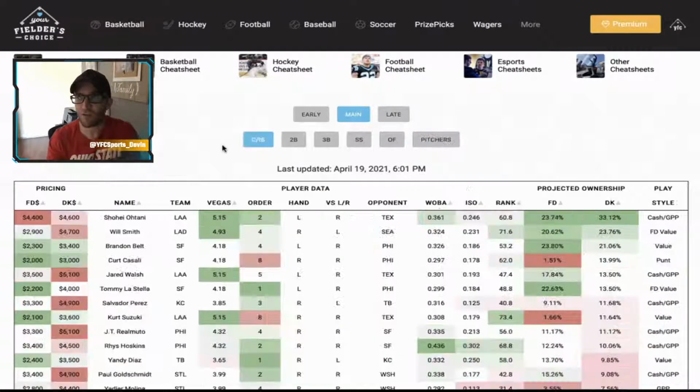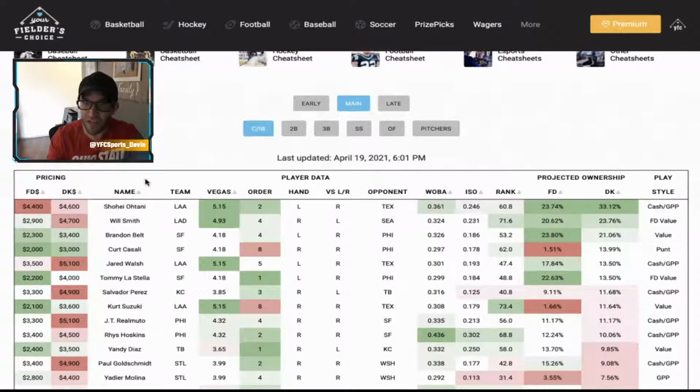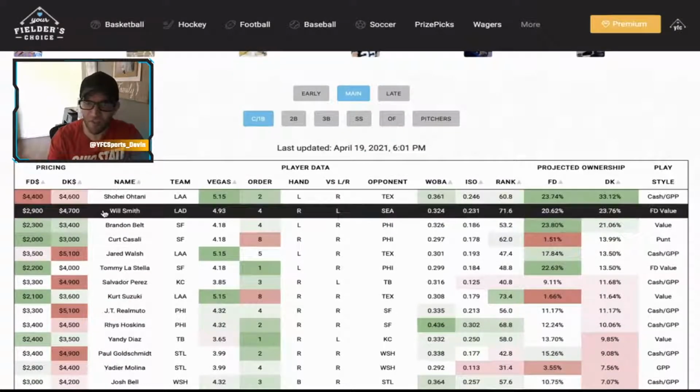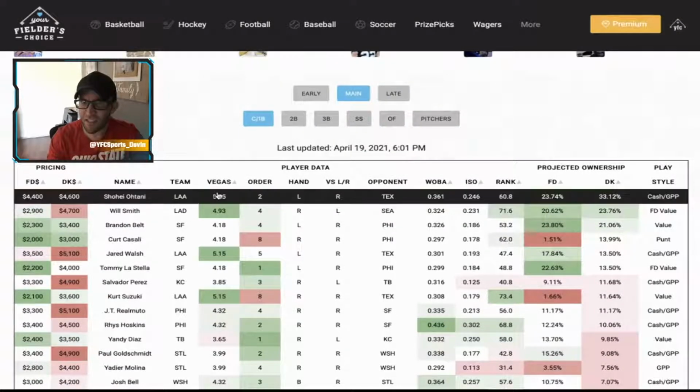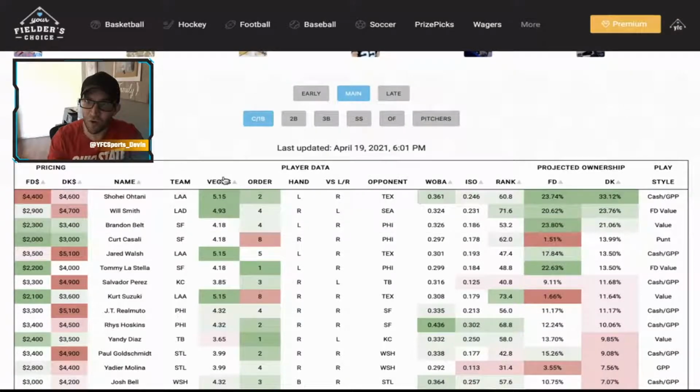So let's go ahead and move over to catcher and first base. Again, cash games, we're starting with projected ownership. We've got Ohtani at first. We've got Will Smith at catcher. Those are your chalky pay-up options. Again, we can see why. You've got some more data on the player data. You've got Vegas totals. That's really important.